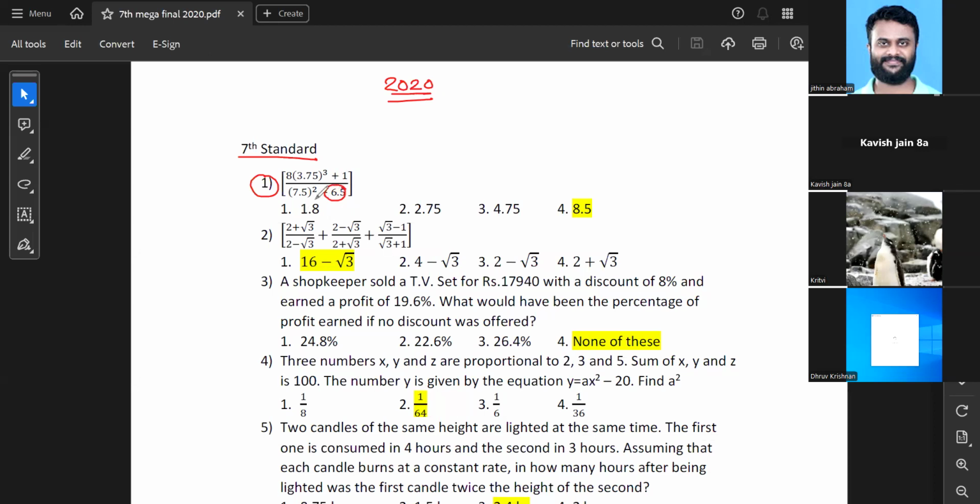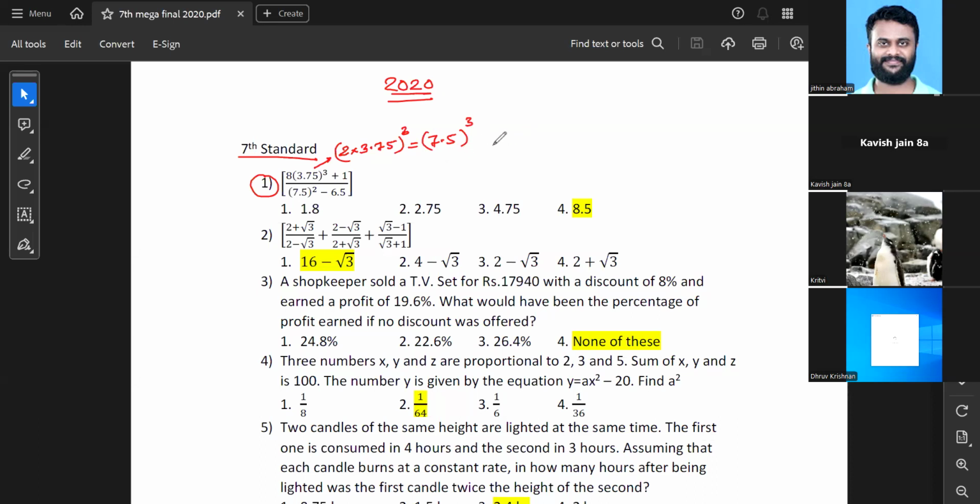Since it is neither a square root nor a perfect square, we'll go for the standard solving method in the denominator. But there are some techniques which we can use. For example, in the numerator, instead of writing it as 8, we can write it as 2 cube. So we write 2 cube multiplied by 3.75 cube. So 2 multiplied by 3.75, cubed, gives you 7.5 cube, as simple as that.